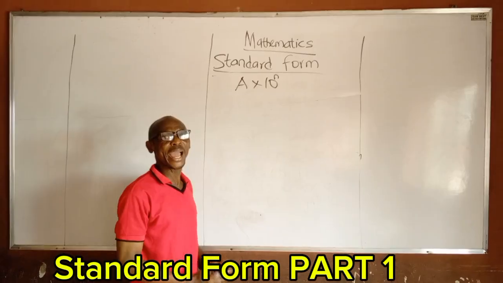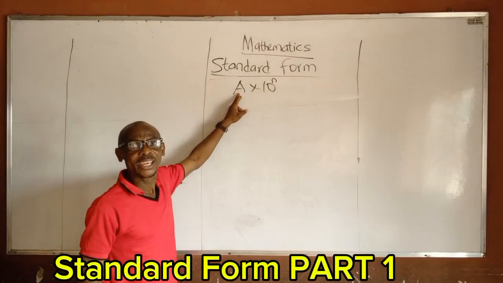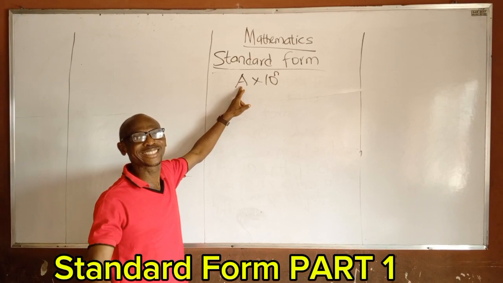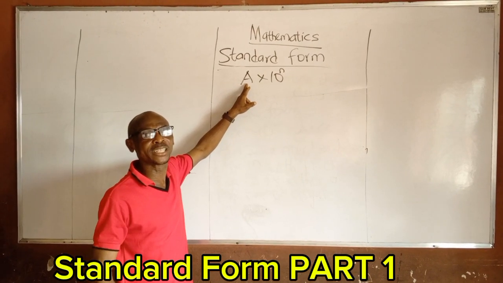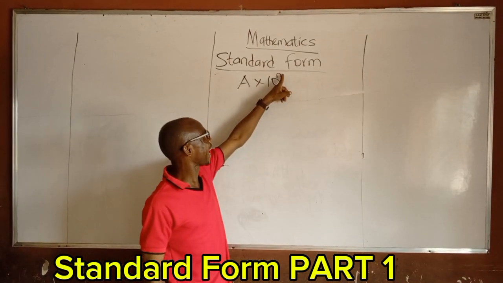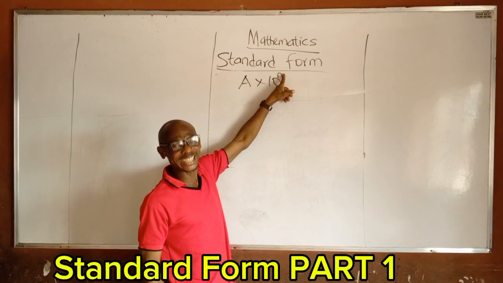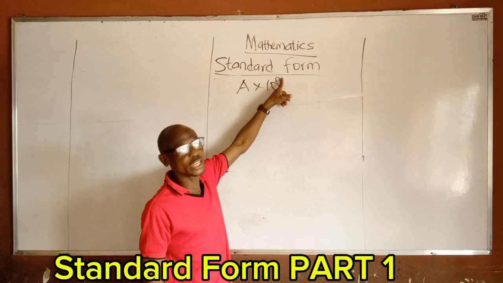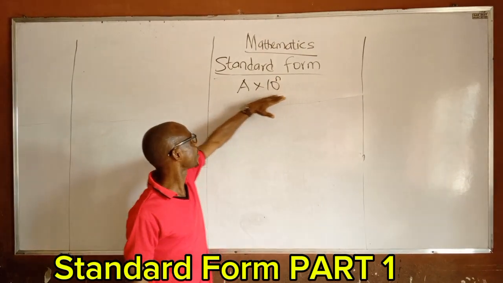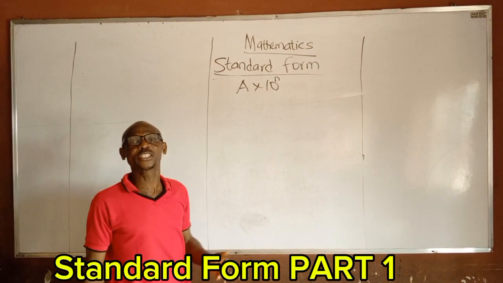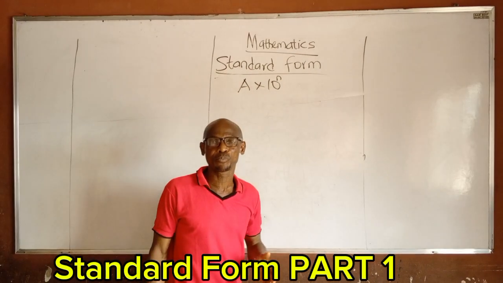power n, where the value a here is a number between 1 and 10, but 1 is inclusive. And our n here is an integer, either a positive or a negative integer. So when a value is written in this form, we say that the number has been expressed in standard form.